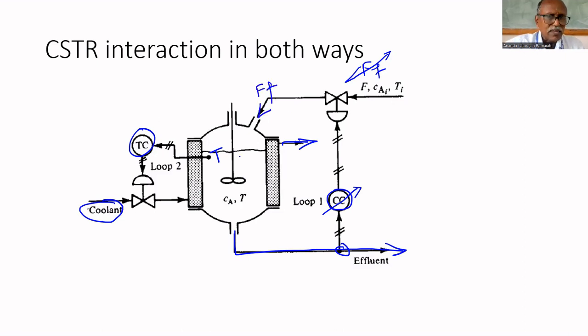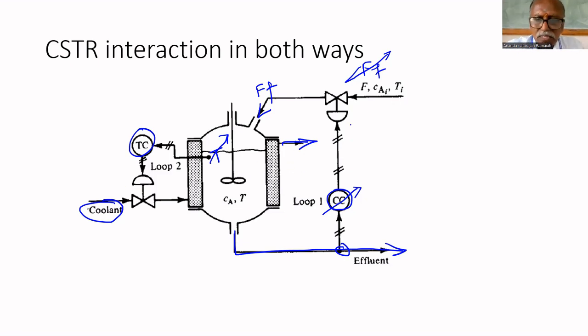In the CSTR, suppose because of a disturbance there is a change in temperature. A change in temperature means definitely there will be a change in composition. Because of the change in composition, loop 2 interacts with loop 1.